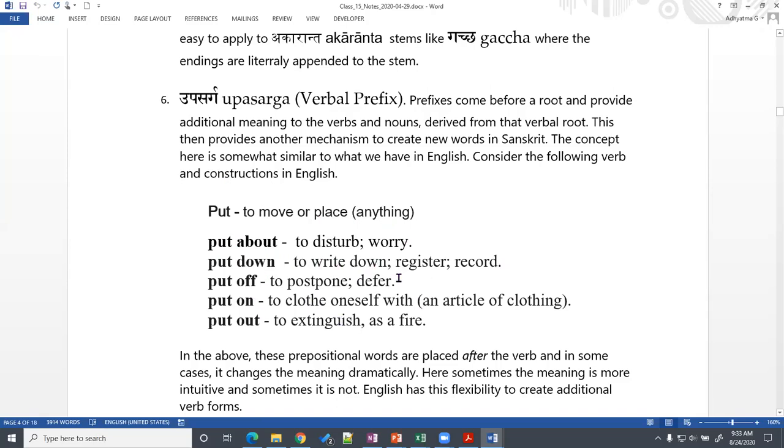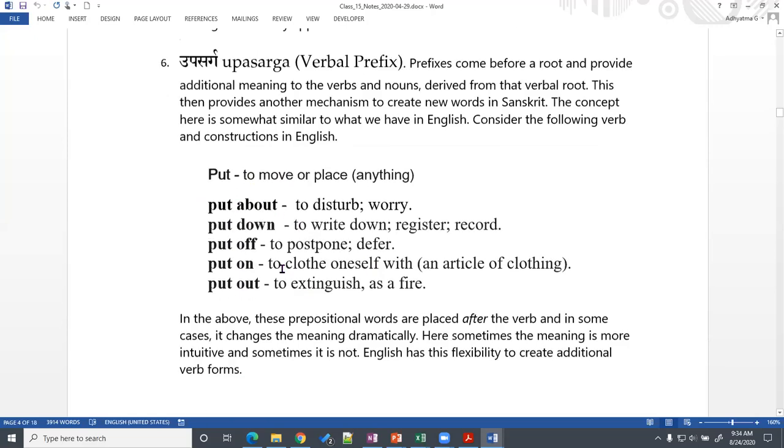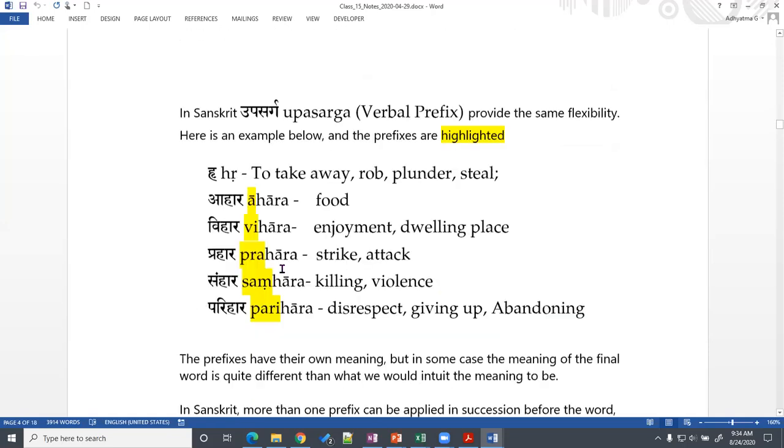Put off means to postpone. Put on means to clothe oneself. Put out, to extinguish. So similar kind of concept. Here these are called prepositions, but they put in the postpositional. The similar kind of concept in Sanskrit, it comes in the prefix form, and they are called upasarga, and they change the meaning of the verb, or sometimes they don't, but many times they could change.